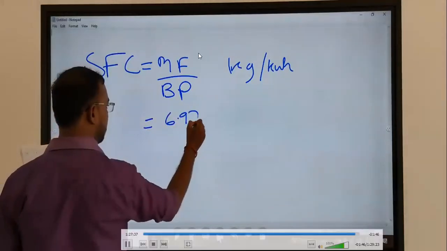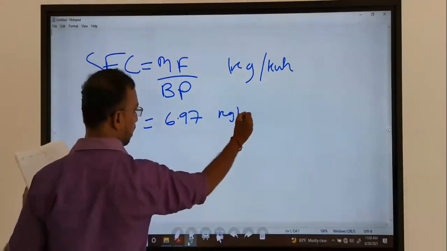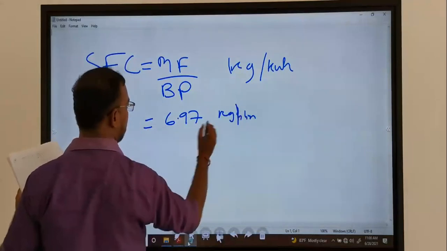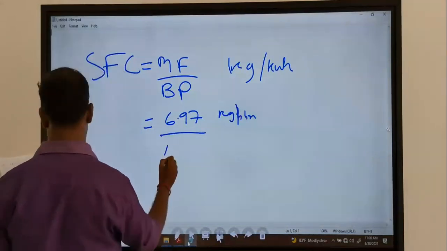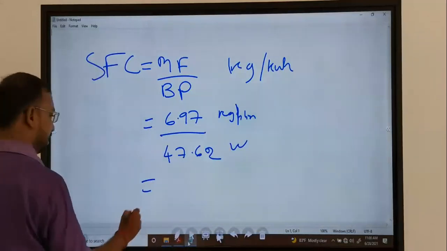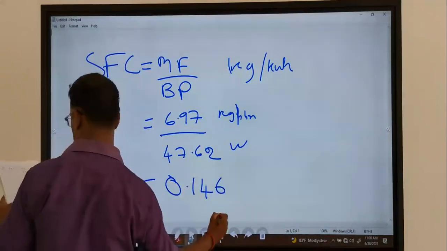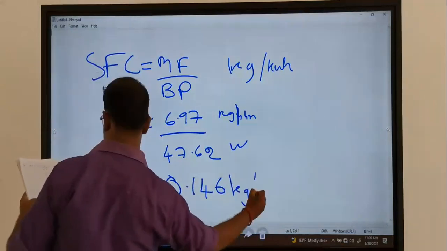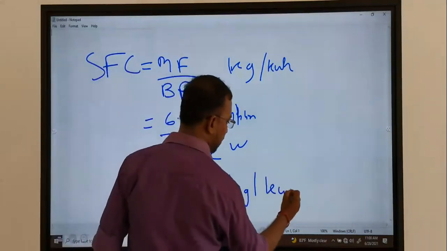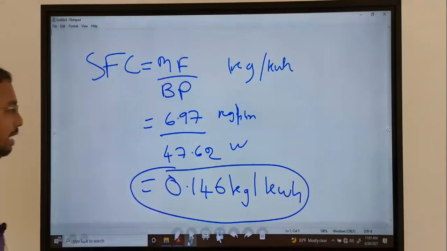So 6.97, which we already found, is in kilogram per hour, and the brake power here is 47.62 kilowatt. So the final answer will be 0.146 kilogram per kilowatt hour. This is the specific fuel consumption.